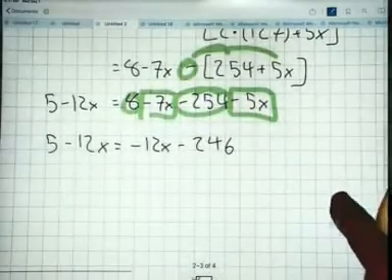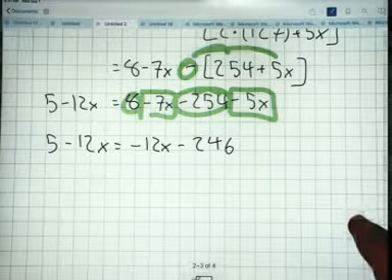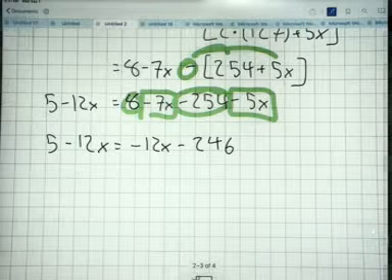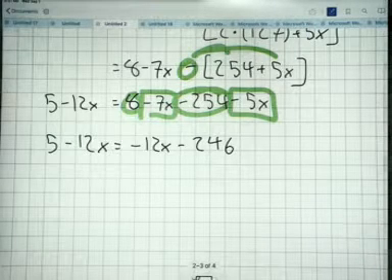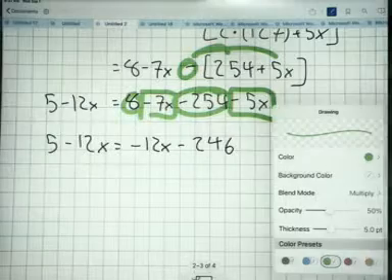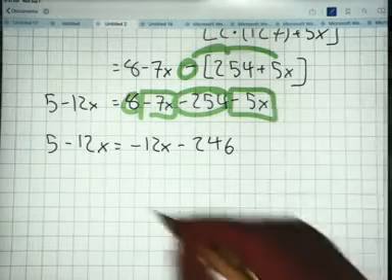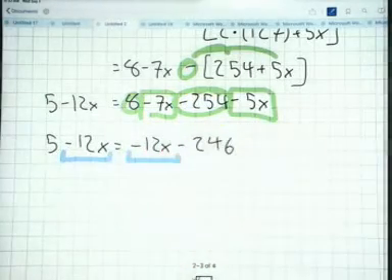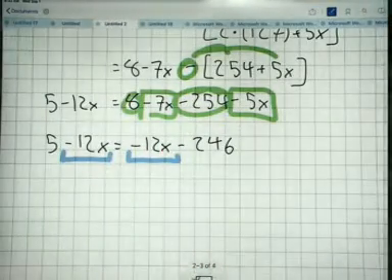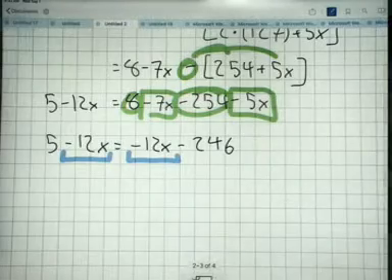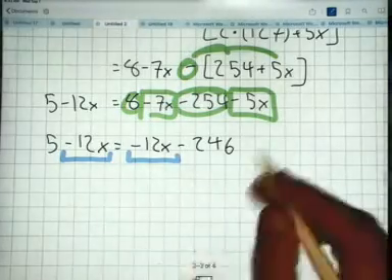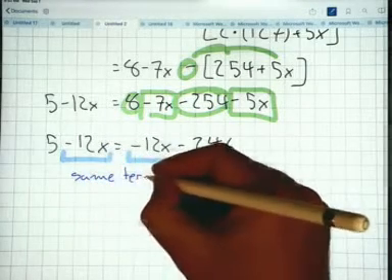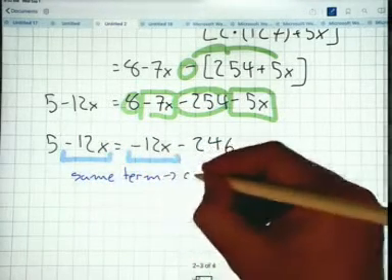Now, looking at the answer key, it says the answer is no solution. And I can see why it's no solution right here, and I hope you can too. Notice that you have a negative 12x and a negative 12x on each side of the equation. Same term, and what's about to happen is they're going to cancel each other out.